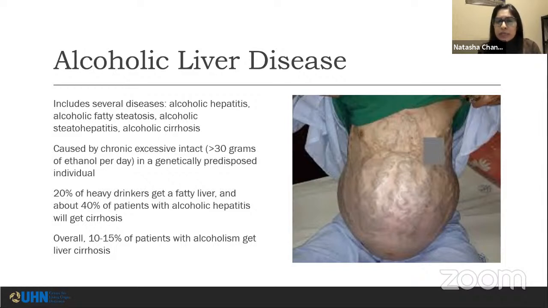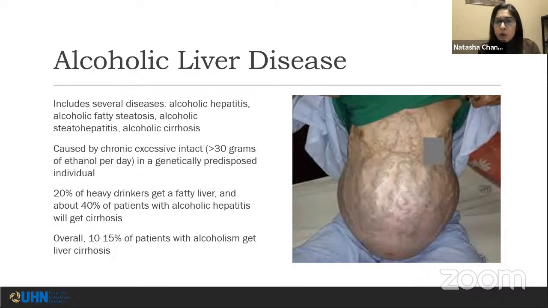And alcoholic liver disease is complicated. It doesn't just get caused by drinking excessively, but we know patients are at risk for it if they're drinking over 30 grams of ethanol a day. And just for your reference, a standard unit of alcohol has 14 grams of ethanol in it. So as little as 2 drinks a day can predispose someone to developing alcohol-related liver disease.